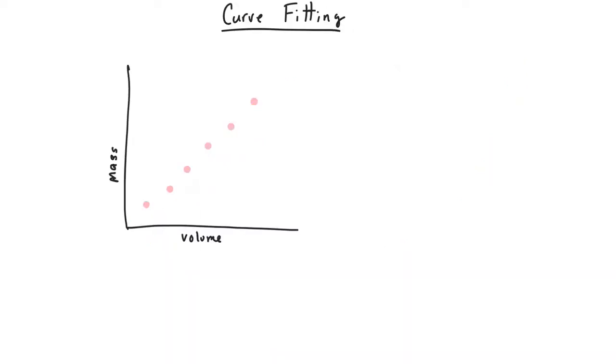To create a curve fit for some data, you can use a spreadsheet program such as Excel or LibreOffice or Kaleidograph. There's lots of different spreadsheet programs that you can use. They all do basically the same thing, which is they mathematically determine a straight line that best fits the data that you have graphed.